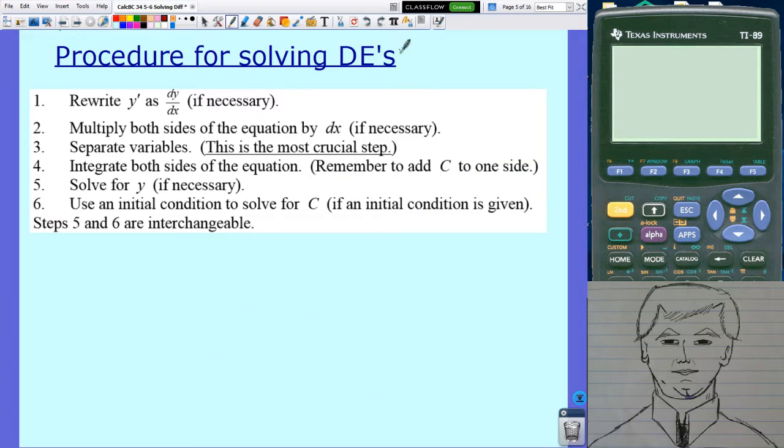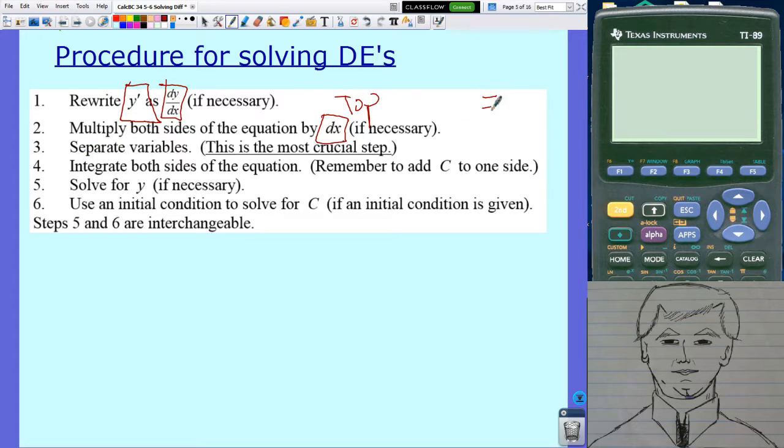So your procedures for solving differential equations, this is kind of a general rule here. The first thing that's usually important is you want to rewrite your y primes as dy over dx. This is going to be important later, so rewrite those if you need to. You also want the dx to be on the top, so you might need to multiply both sides by dx, and this would end up canceling out. Basically you have to move the dx part to the top. And at some point you're going to have to separate the variables.